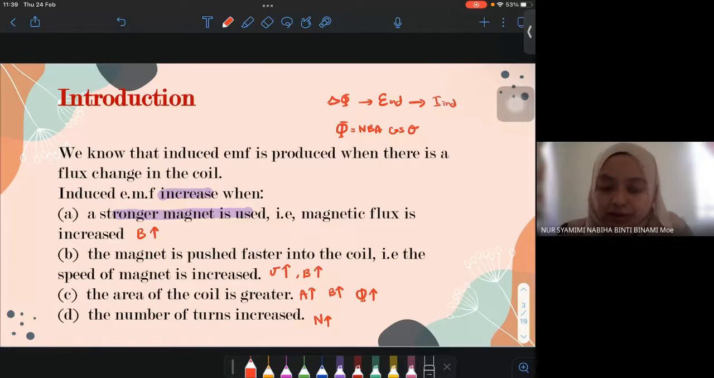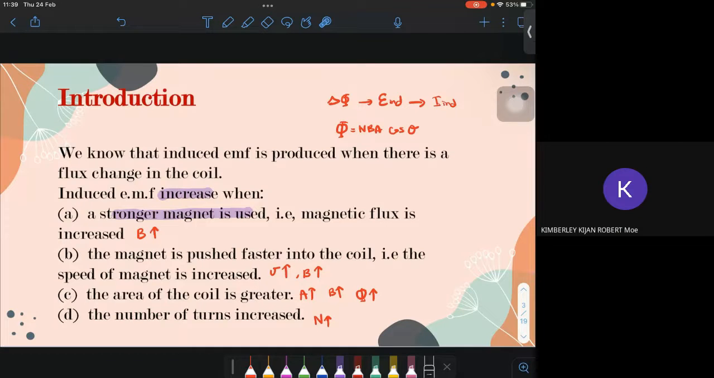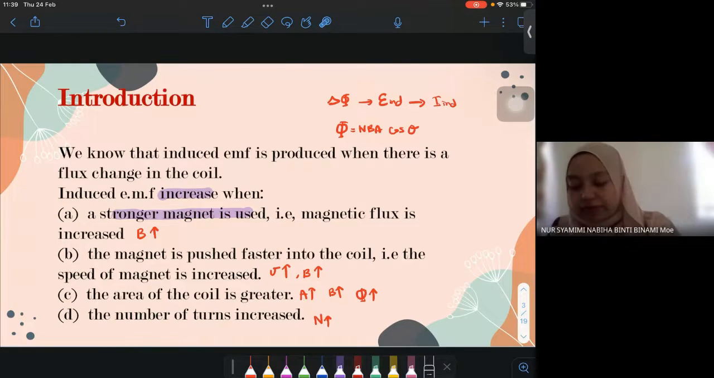Okay, so this concept biasanya akan ditanya dalam paper 1 kamu ataupun UPS kamu. Okay, so how you want to do this? You just tahu dia punya formula, sebab dekat formula akan ada relationship. Okay, sampai sini ada soalan? No, madam. Alright, so saya boleh proceed.